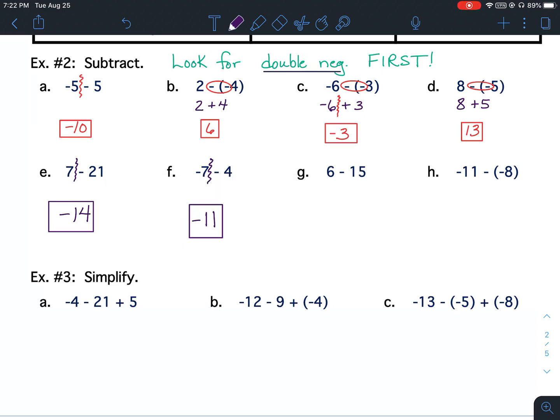G, the first number is a +6. The second number is a -15. The signs are different. When the signs are different, you find the difference. That means to subtract. 15 minus 6 is 9. And then, should it be a positive 9 or a negative 9? Find the larger number. The larger number is 15. And the sign of that 15 is negative. So my answer is negative 9.